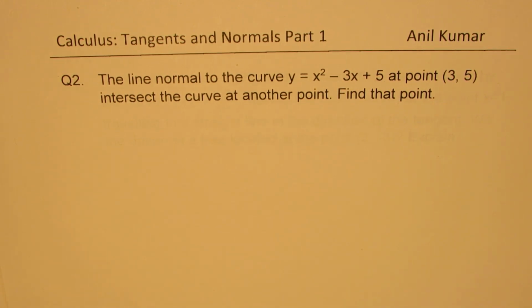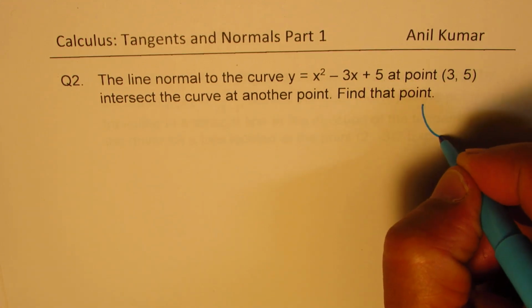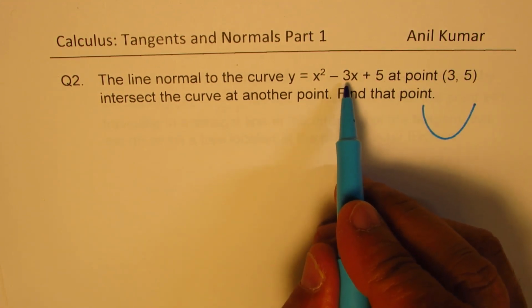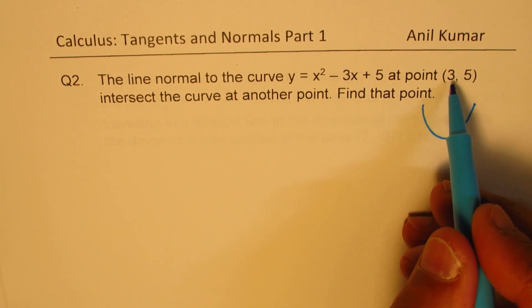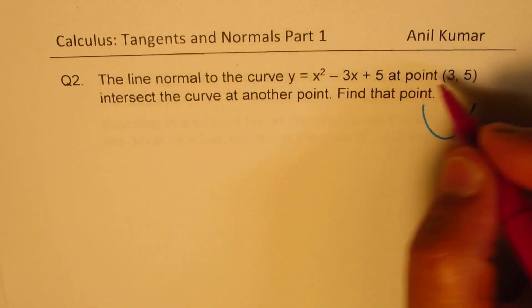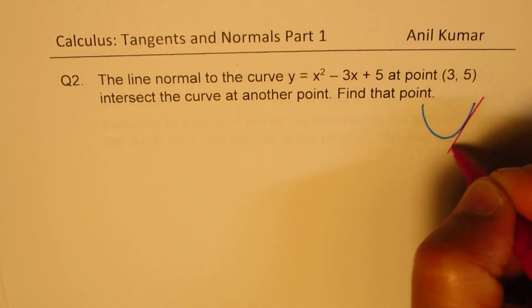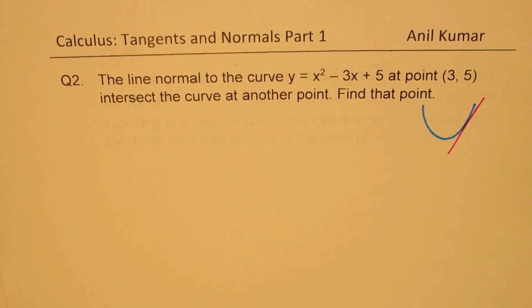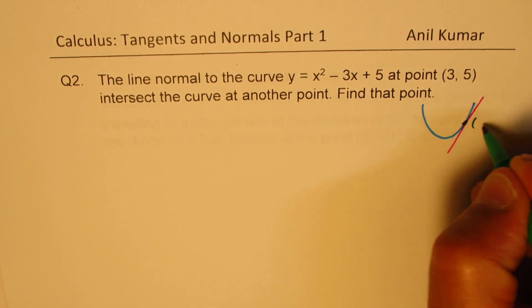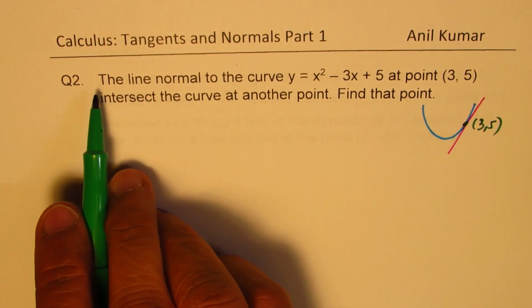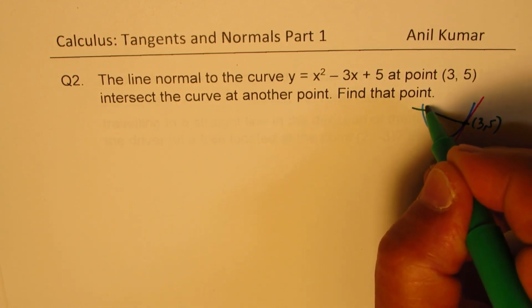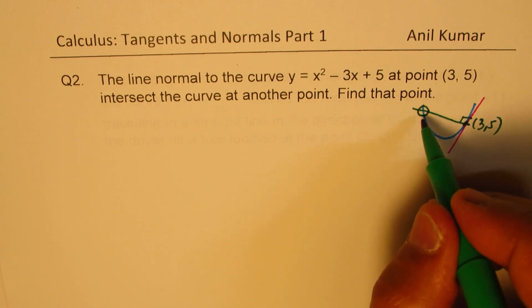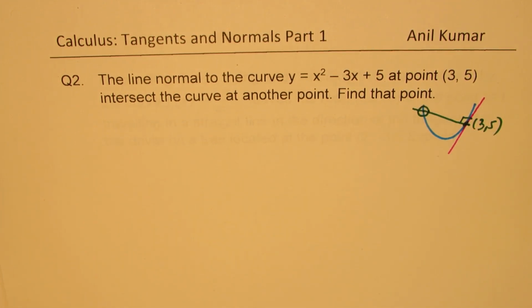So think about it like this. We have a parabola here, and the vertex will be at 3/2, on the right side of 0. So we are looking for a tangent at this point somewhere here. As you can see, that is the point, let us say (3, 5). The line normal to this curve at this point, so normal will be kind of like this, right? So it intersects somewhere else. We need to figure out this point. I hope you understand the question.